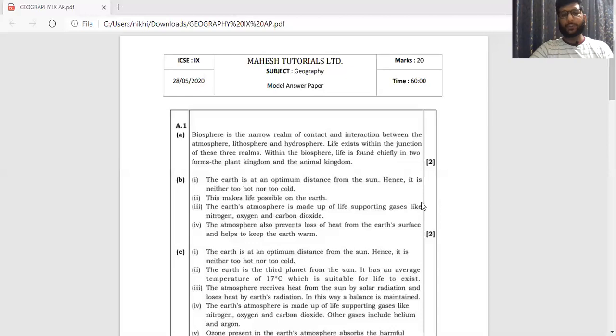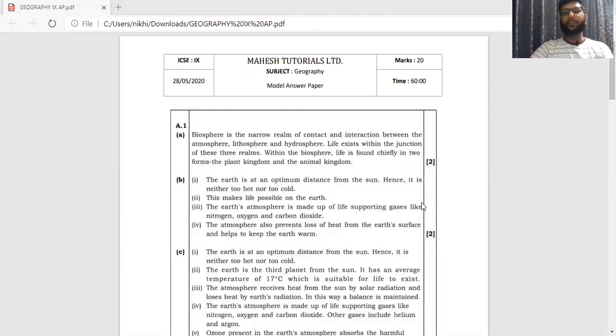So the very first question they've asked you is, what is biosphere? Now, children, remember one thing, whenever you're writing down the answer, these are important points you need to point out. For example, when they say biosphere, biosphere is a narrow realm of contact. Very important word. Narrow realm of contact is a very important choice of words. And of course, followed by interaction between atmosphere, lithosphere, hydrosphere. The moment you write down this is where you score the very first mark.